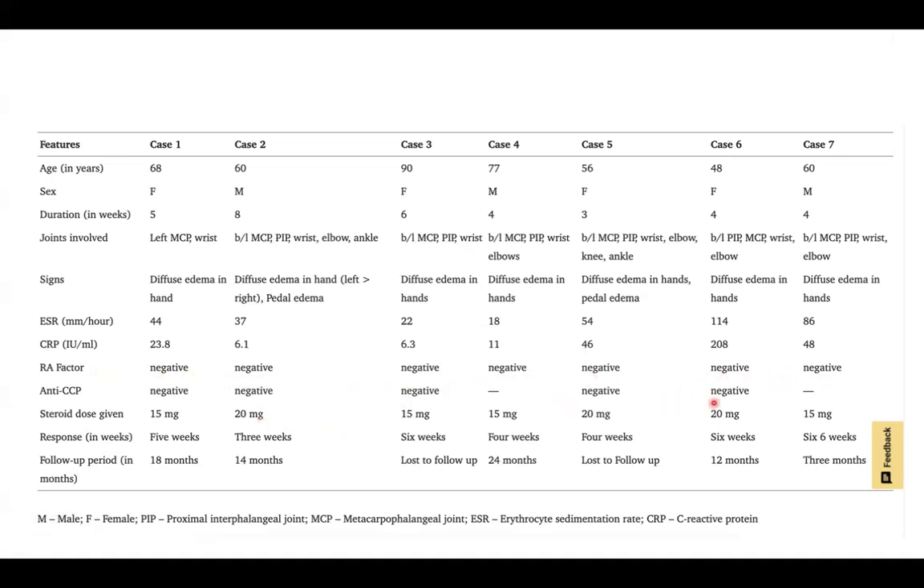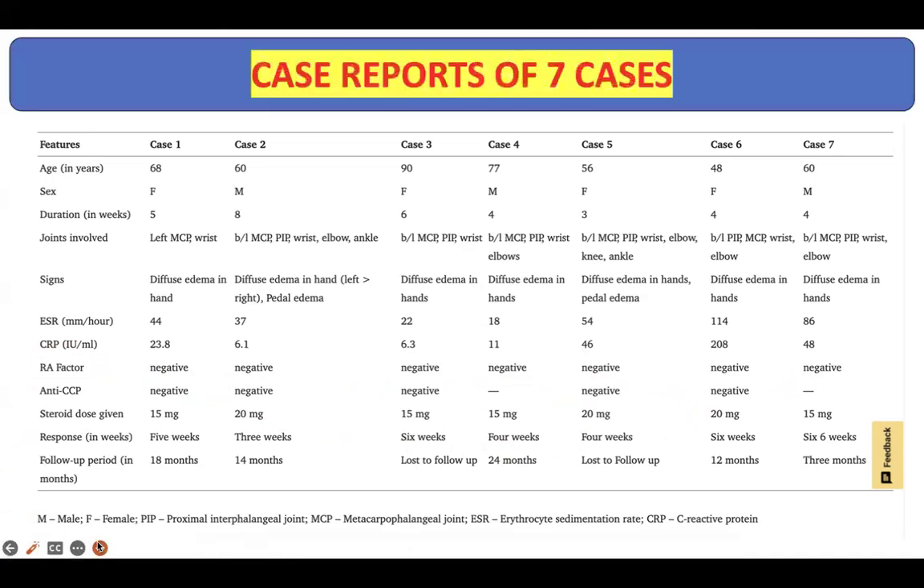Anti-CCP is negative. And in all the cases, they gave 15 to 20 milligrams of steroid. After 4 to 6 weeks, all the patients became pain-free and the symptoms improved significantly. So that is the characteristic presentation of this condition. This is a case report of 7 cases.